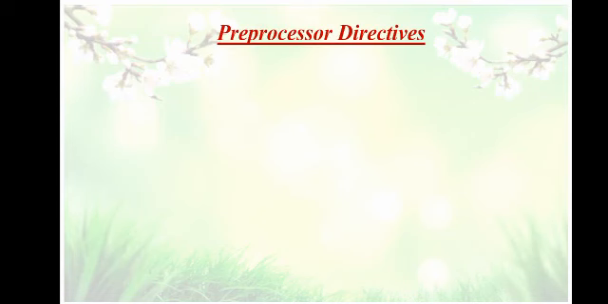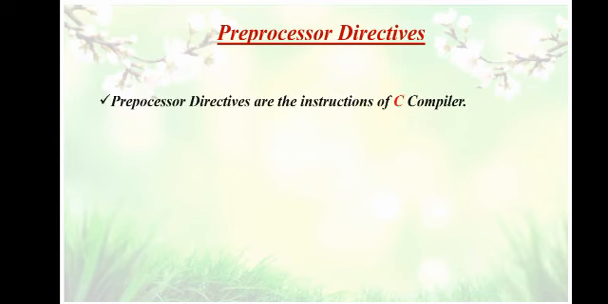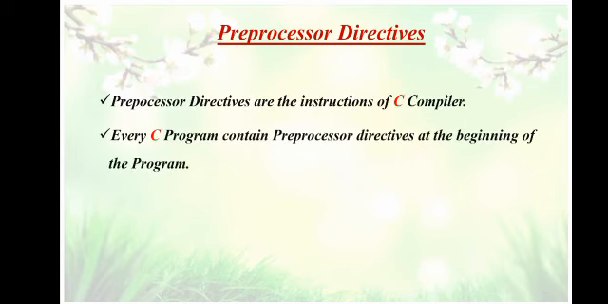Then there are preprocessor directives. What are preprocessor directives? Preprocessor directives are instructions to the C compiler. Every C program contains preprocessor directives at the beginning of the program. The preprocessor directive is the very first step of the program. We have to write it on the top, on the first line. These directives start with the hash sign.